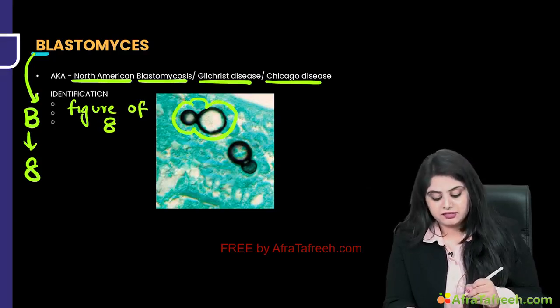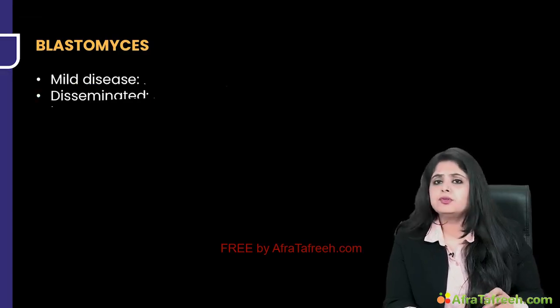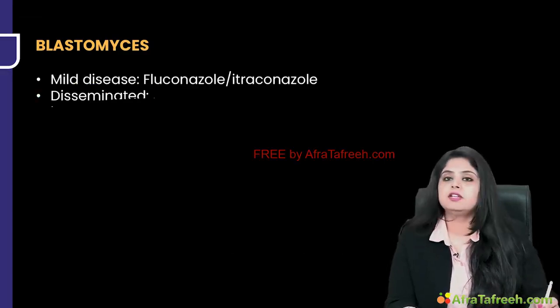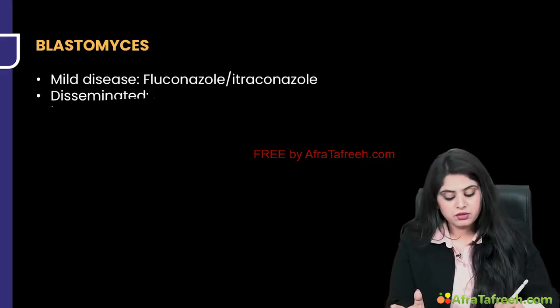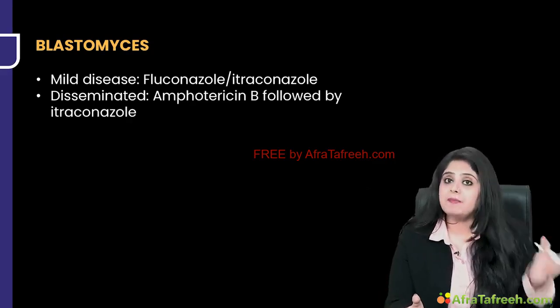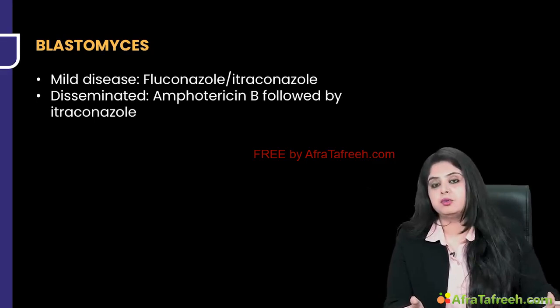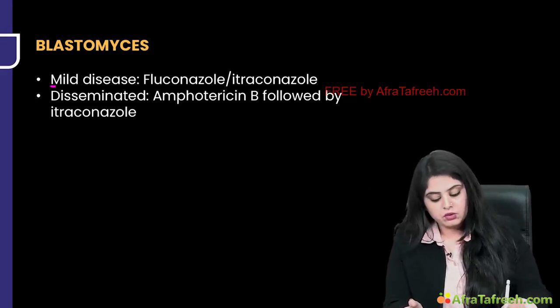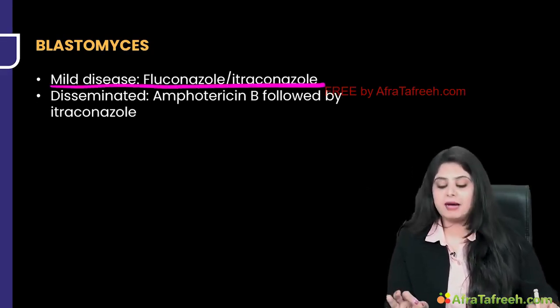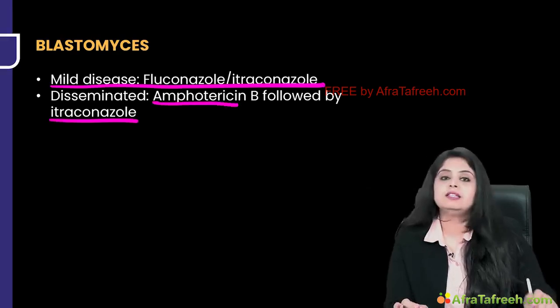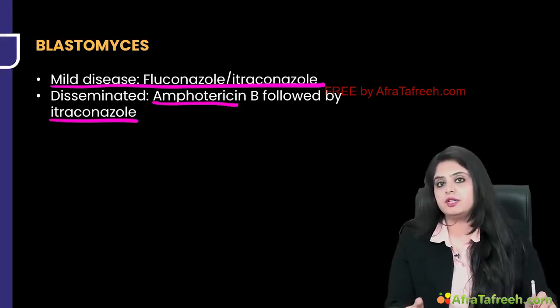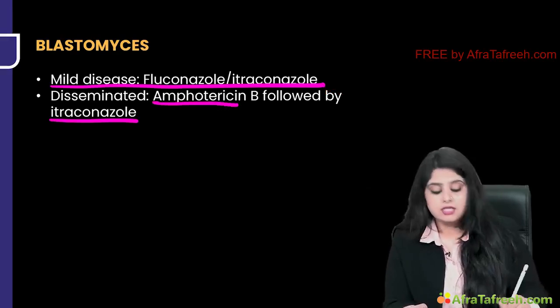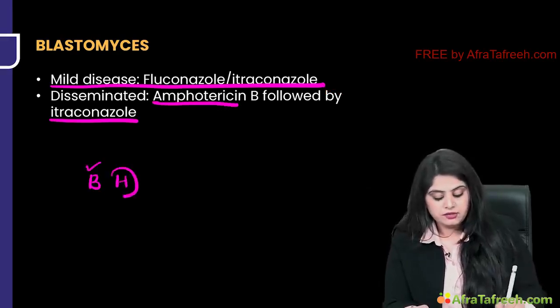That is blastomyces. Coming to the next, what are you going to do the treatment with? Guys, for the mild disease, we give fluconazole and itraconazole. And for disseminated, it is amphotericin B followed by itraconazole. Okay? So the conazoles or azoles only for mild, and amphotericin B followed by the azoles if it is a severe disseminated infection. Body is done. Heat for histoplasmosis.